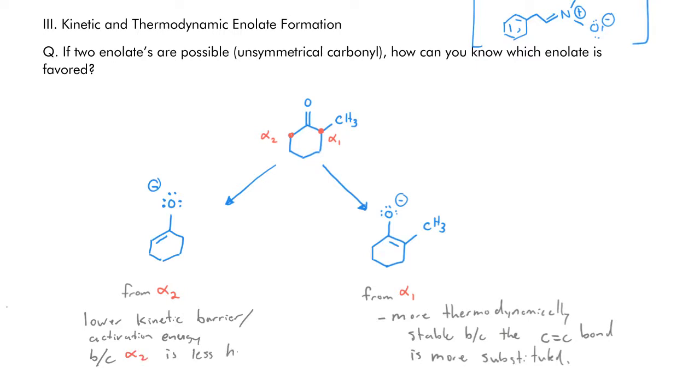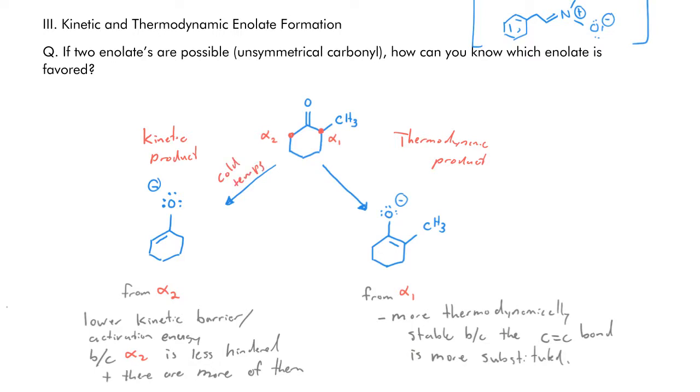So we can say that alpha 2 is less hindered, and also statistically speaking, there are more alpha hydrogens on the one from alpha 2. So statistically, it's more likely to be deprotonated, which also lowers the kinetic energy barrier. So we can say that the one from alpha 2 is the kinetic product, the one that's formed faster, and the one from alpha 1 is the thermodynamic product because it's more thermodynamically stable.